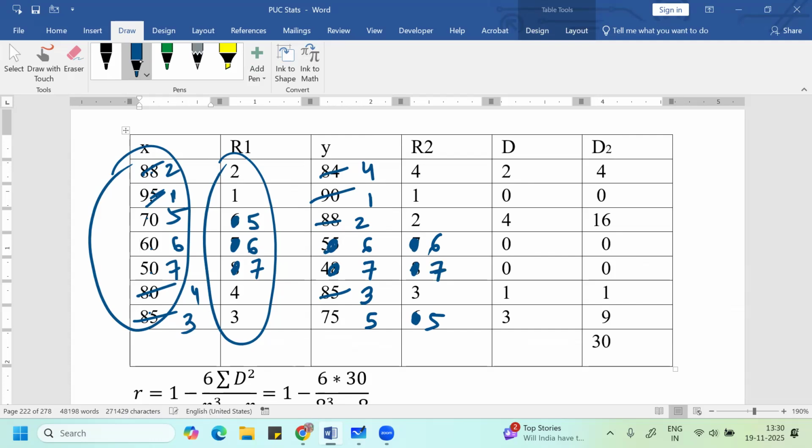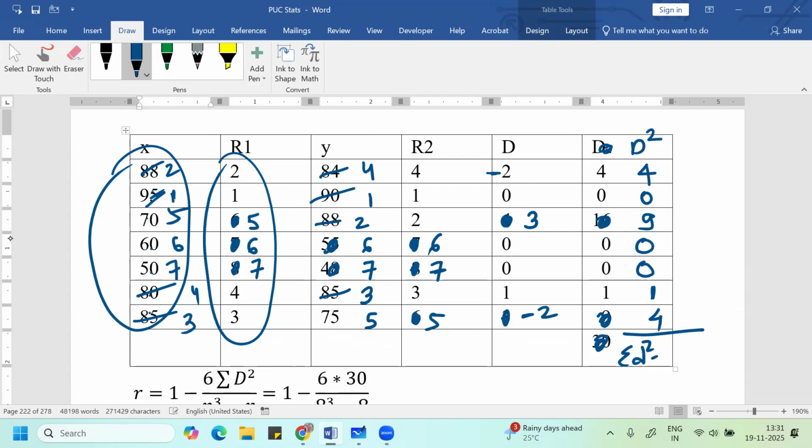Okay, so now I'll find the difference. 2 minus 4 is minus 2, 1 minus 1 is 0, 5 minus 2 is 3, 6 minus 6 is 0, 7 minus 7 is 0, 4 minus 3 is 1, and then 3 minus 5 is minus 2. Then I'll do the square: minus 2 square is 4, 0 square is 0, 3 square is 9, 0 square is 0, 0 square is 0, 1 square is 1, minus 2 square is 4. And then I'll do the sum.